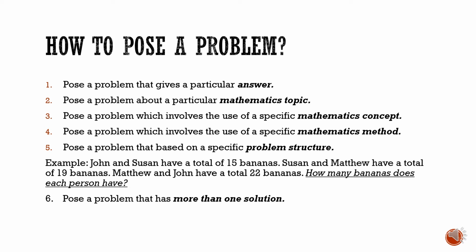For example, John and Susan have a total of 15 bananas. Susan and Matthew have a total of 19 bananas. Matthew and John have a total of 22 bananas. How many bananas does each person have? The underlined words here, which is how many bananas does each person have, is based on a specific problem structure.